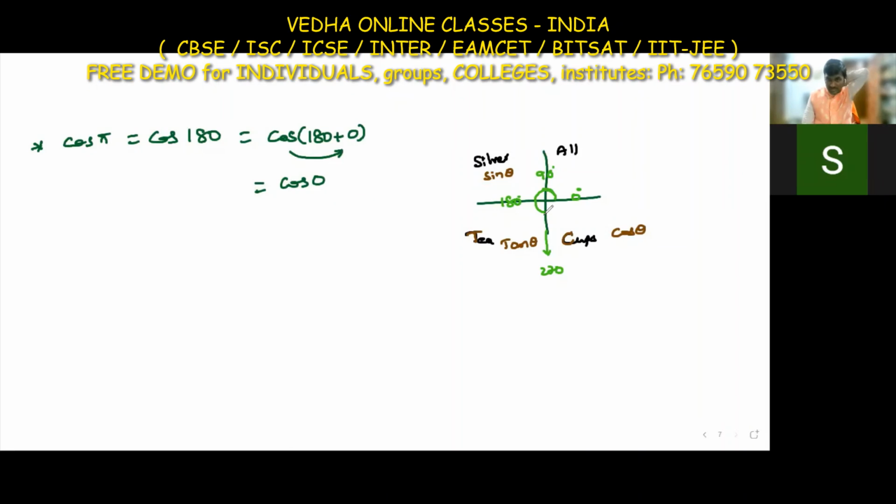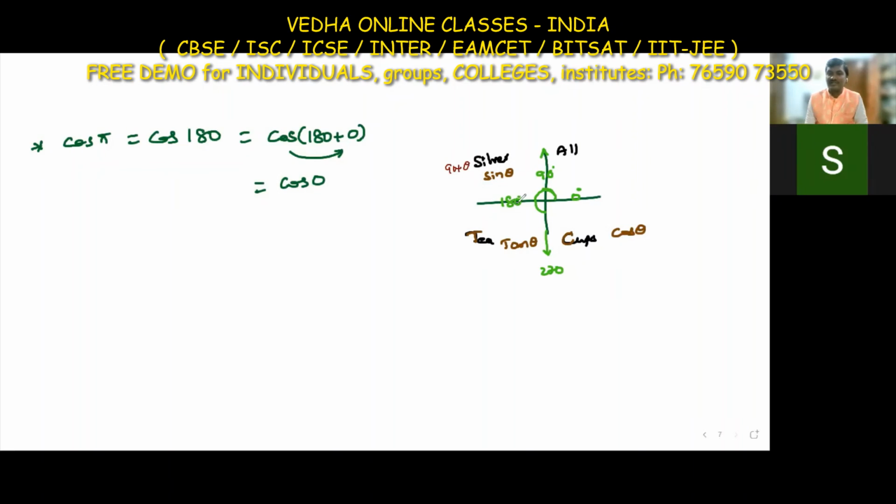At 90 degrees, only sine theta is positive; tan theta and cos theta are negative. That applies to more than 90, not only exactly 90. Exactly 90 means the angle lies on that line. So this is the quadrant for angles more than 90. In this quadrant, we get 90 plus theta, more than 90.